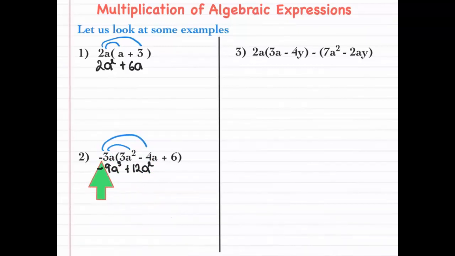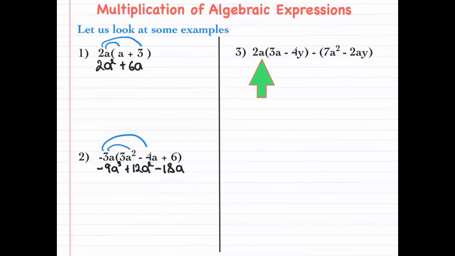And last one, a minus with a plus is a minus. And 3 times 6 gives me 18. And don't forget about the a. Just because it doesn't have a friend there doesn't mean we can throw that a away. So we just simply write the a down. And we are done. And the answer is minus 9a to the power of 3 plus 12a to the power of 2 minus 18a.